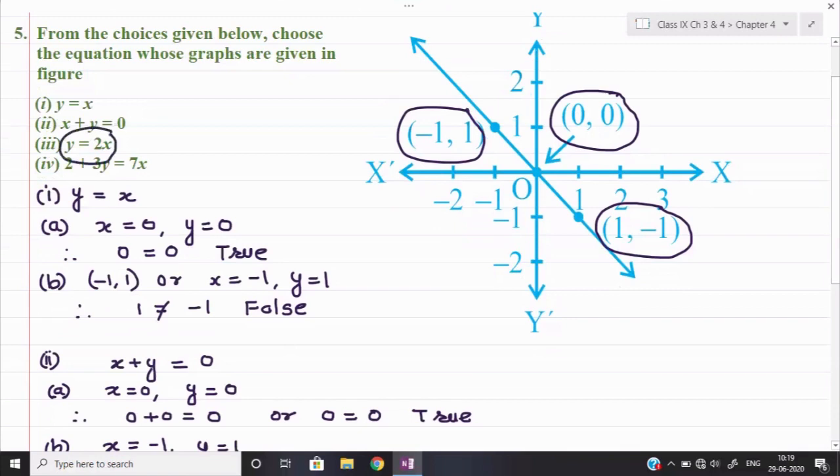Now see it roughly. In this part, if you put 0, 0, then y will be equal to 0, then 2 into x will also be 0, 2 into 0 is 0. So no problem, 0 comma 0 is satisfying.